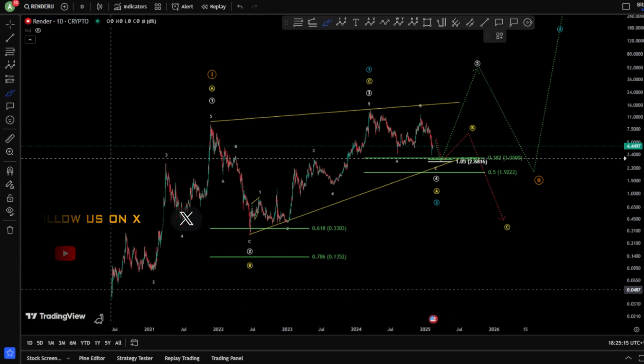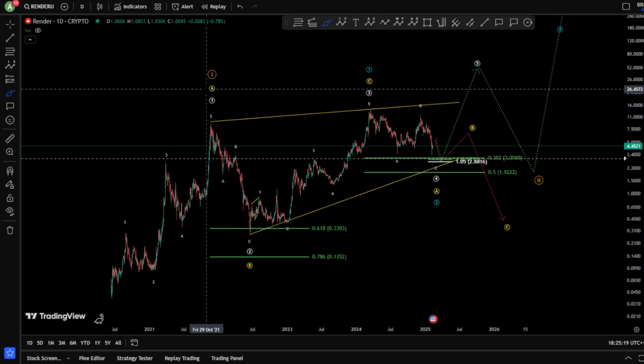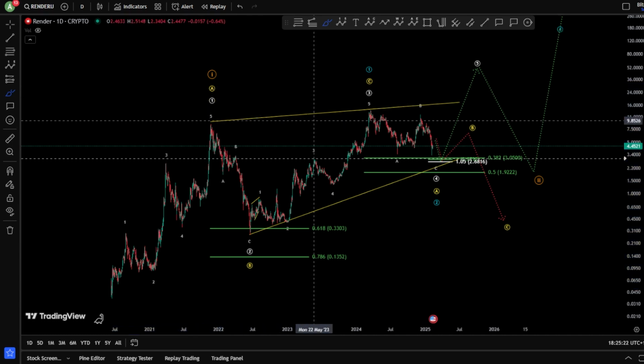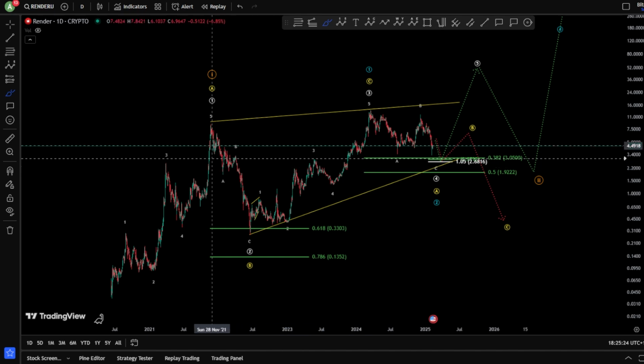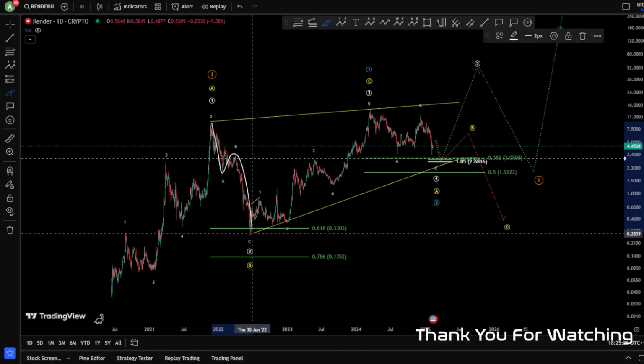Starting on the daily chart, we have an impulse 1, 2, 3, 4, and a 5 towards the upside, finishing a wave 1 in the white count or a wave A in the yellow count. In both scenarios, we would like to seek three corrective waves: A, B, and a C.